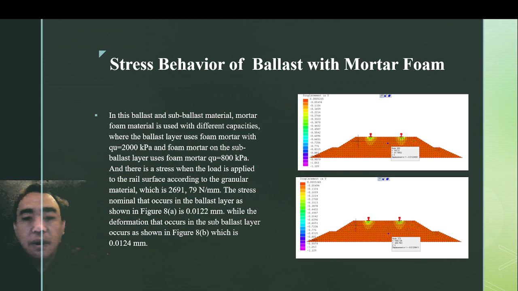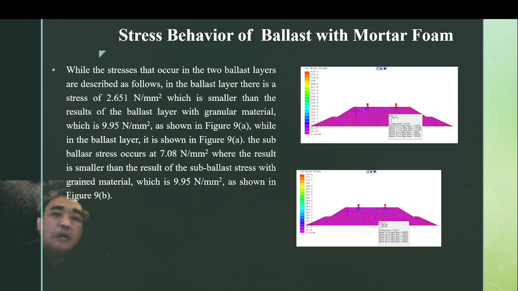While the stress that occurs in the two layers, in the ballast layer, is 2.951 Newton per square millimeter, smaller than the result for the ballast layer with granular material, which is 9.95 Newton per square millimeter, while in the sub-ballast the stress that occurs is 7.08 Newton per square millimeter, where the result is smaller than the sub-ballast stress with granular material, which is 9.95 Newton per square millimeter.